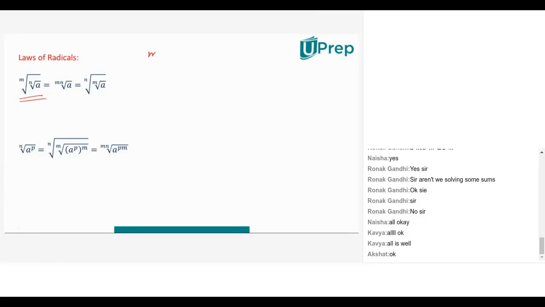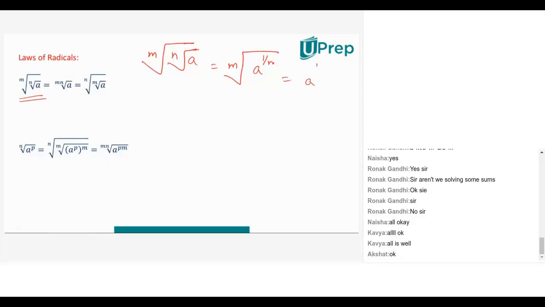Basically, he's saying mth root of nth root of a. Now, what does that mean? First we'll go from inside. Mth root of a is nothing but mth root of nth root of a. And nth root of a can be written as a to the power of 1 by n. So the next step will be mth root of a power 1 by n.